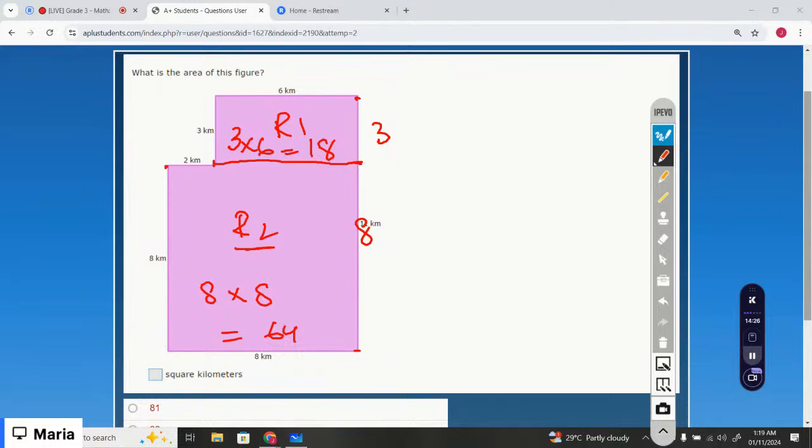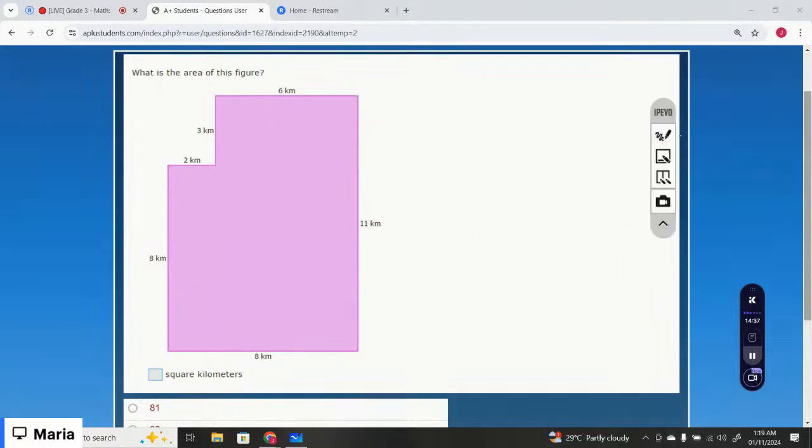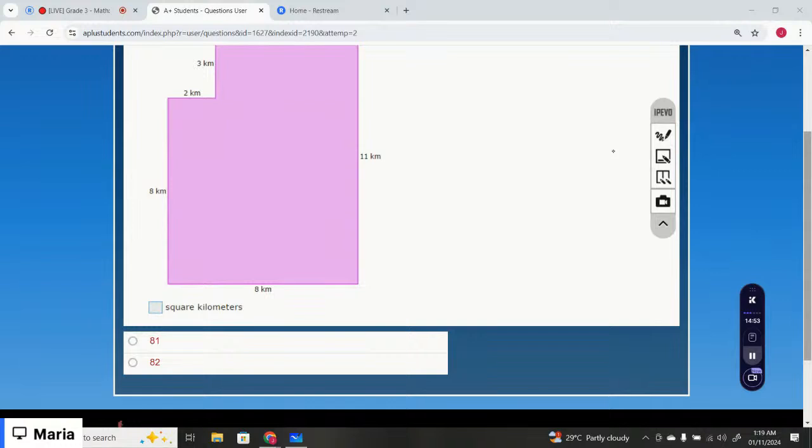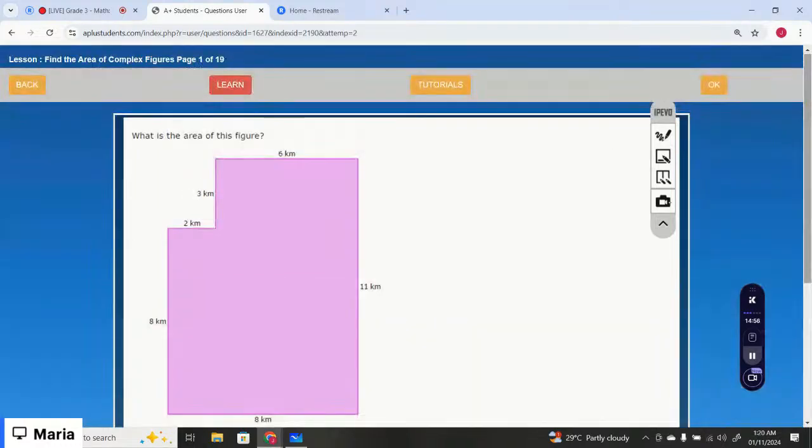So you need to add the area of both the rectangles. So 18 plus 64 equals 82 square kilometers. So that means the area of the complex figure is 82 square kilometers. Got it? You need to divide the figure into two smaller figures, 2 or 3, right? Then calculate the area of the smaller figures. You need to add them. There you can find the area of the bigger one. So for this one, that is 82 square kilometers. Option number 2 is the correct option.